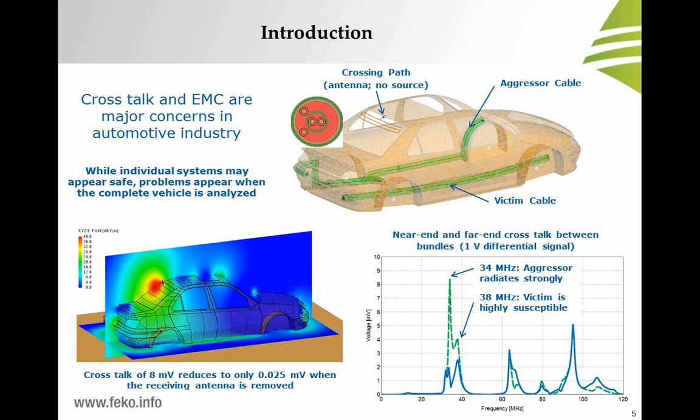When we look at the near field plot on the left-hand side, we can see that there is quite a high field near the antenna in the back window, even though the antenna has no active source. If the antenna was to be removed from the model, then the crosstalk at 34 megahertz, which was about 8 millivolts, would drop down to about 0.02 millivolts, which basically just tells us that individual systems may appear to be safe, but the complete vehicle has to be analyzed in some instances to ensure that problems do not appear.